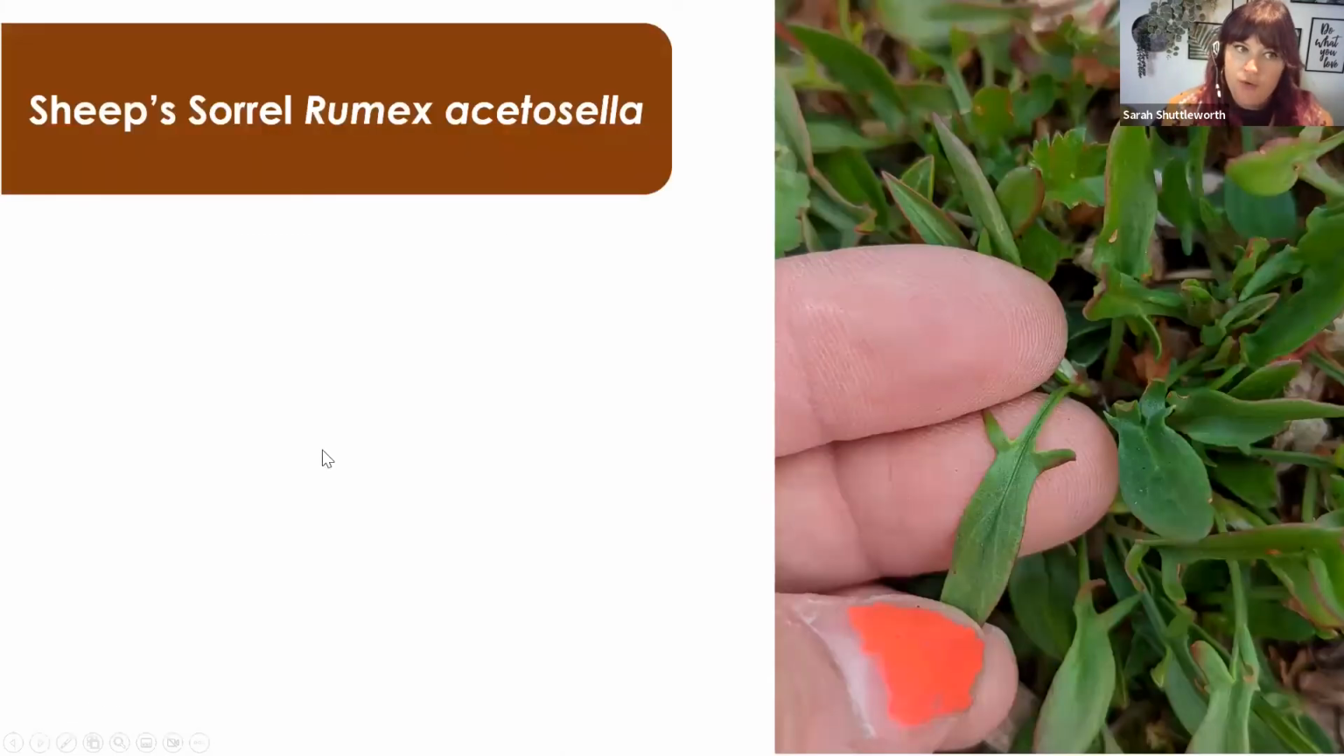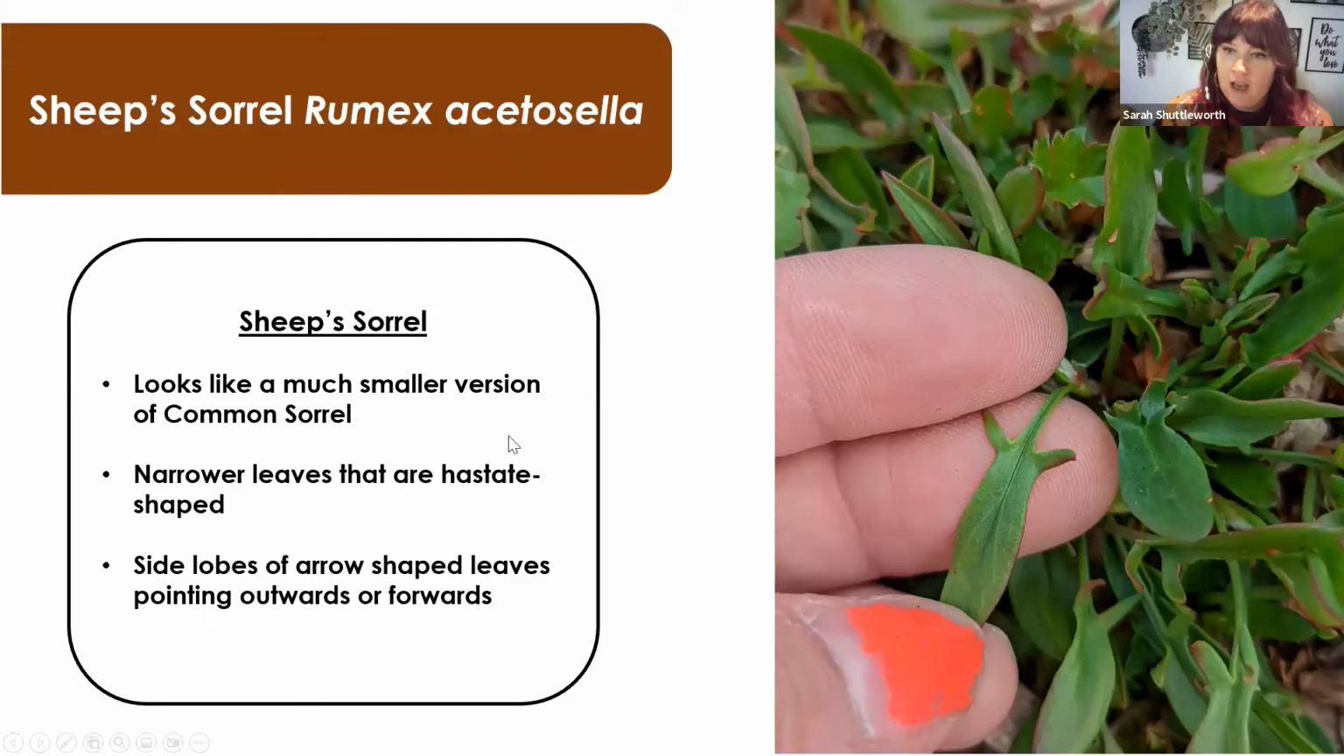So sheep sorrel, that lovely one that we're saying is quite characteristic, will give you that kind of red haze effect across the whole of the grassland. So it basically looks like a much smaller version of common sorrel. In general, the flowers and the way they're arranged are very similar, but they have narrower leaves and they are hastate shaped at the base.